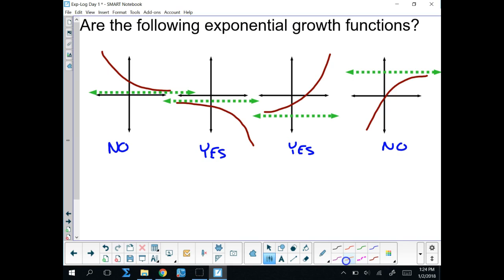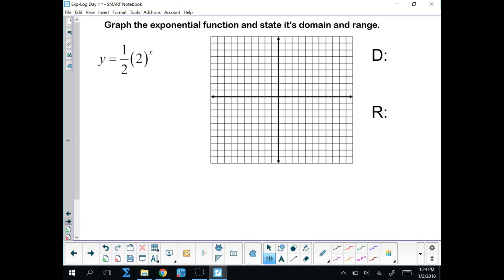Okay. Now let's graph y equals 1/2 times 2 to the x power. How are we going to go about graphing these things? What? T-chart, right? If you don't know the shortcut yet, you can always just plug points in, right? Yeah, so let's plug some points in. But let's be smart about what points we plug in.